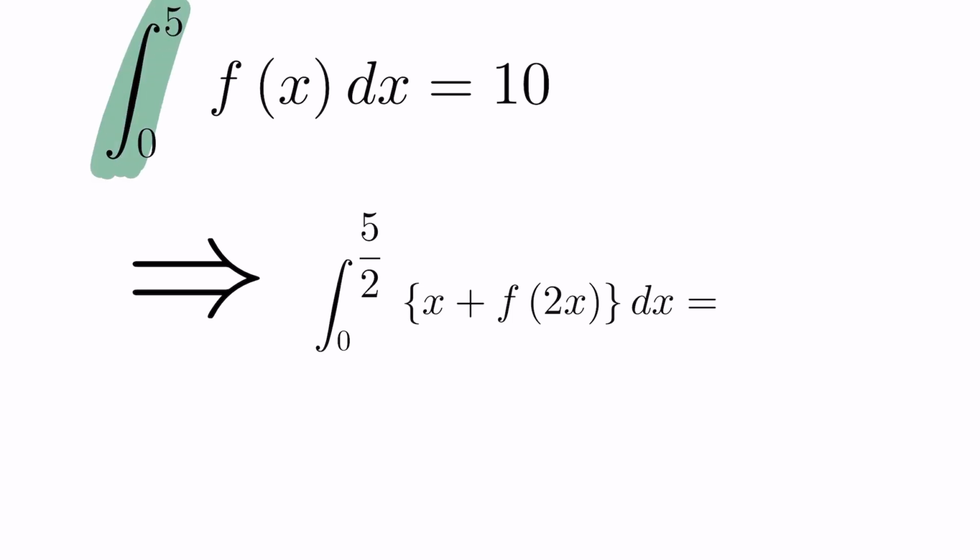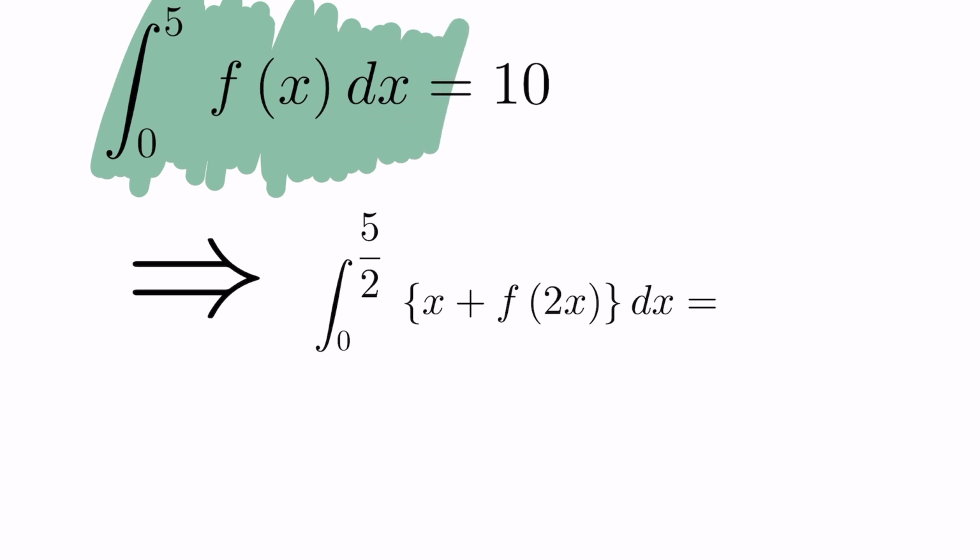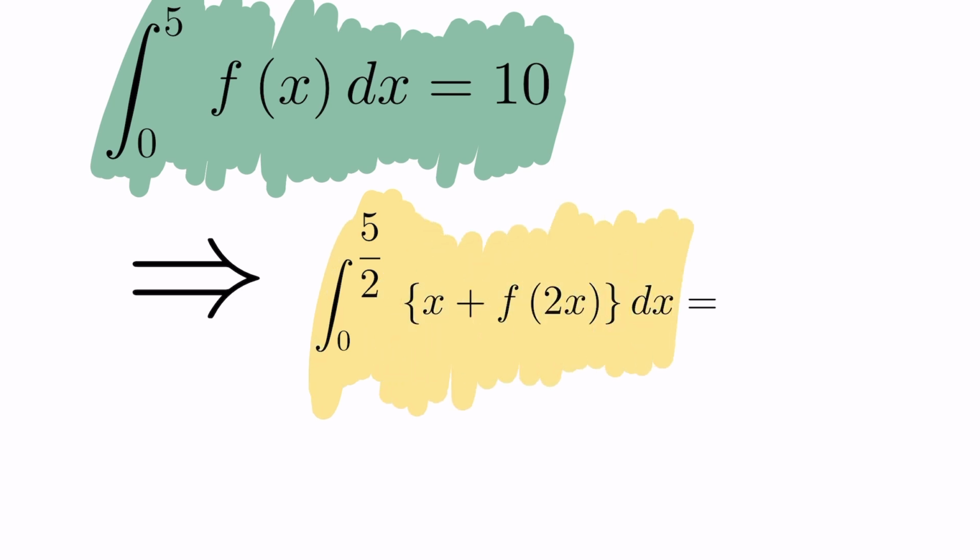All right, in this question here, we're given that the integral from 0 to 5 of f(x) dx is equal to 10. And what we want to discover is, what is the integral from 0 to 5/2 of x plus f(2x), again with respect to x here. So let's take a look at this problem.